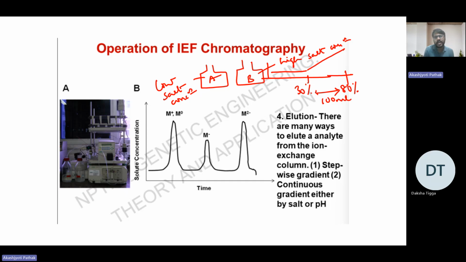You have tubes coming out from both A and B, then a pump, and then a mixer. The mixer allows a particular concentration of A to mix with a particular concentration of B, and accordingly you get a conductivity. High conductivity means high salt concentration. As you increase the salt concentration, the species very tightly bound to the column, or your protein of interest, will get eluted later. Accordingly, you have to set the mobile phase and the A and B buffers: what is the salt concentration, what is the pH, everything you have to set.